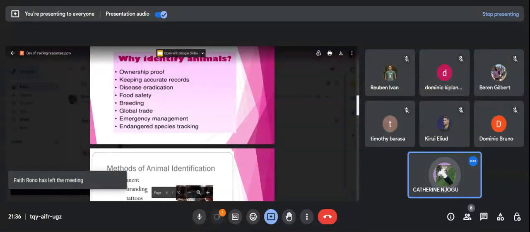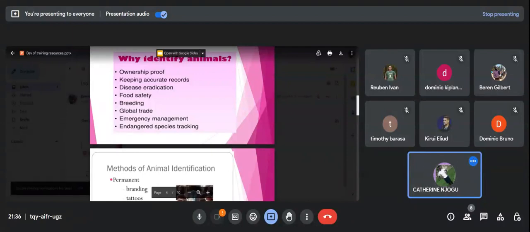We also have it helps in global trade. You'll be able to know the type of animal you're taking when trading by looking at their identity. We have emergency management. Yes, emergency management.